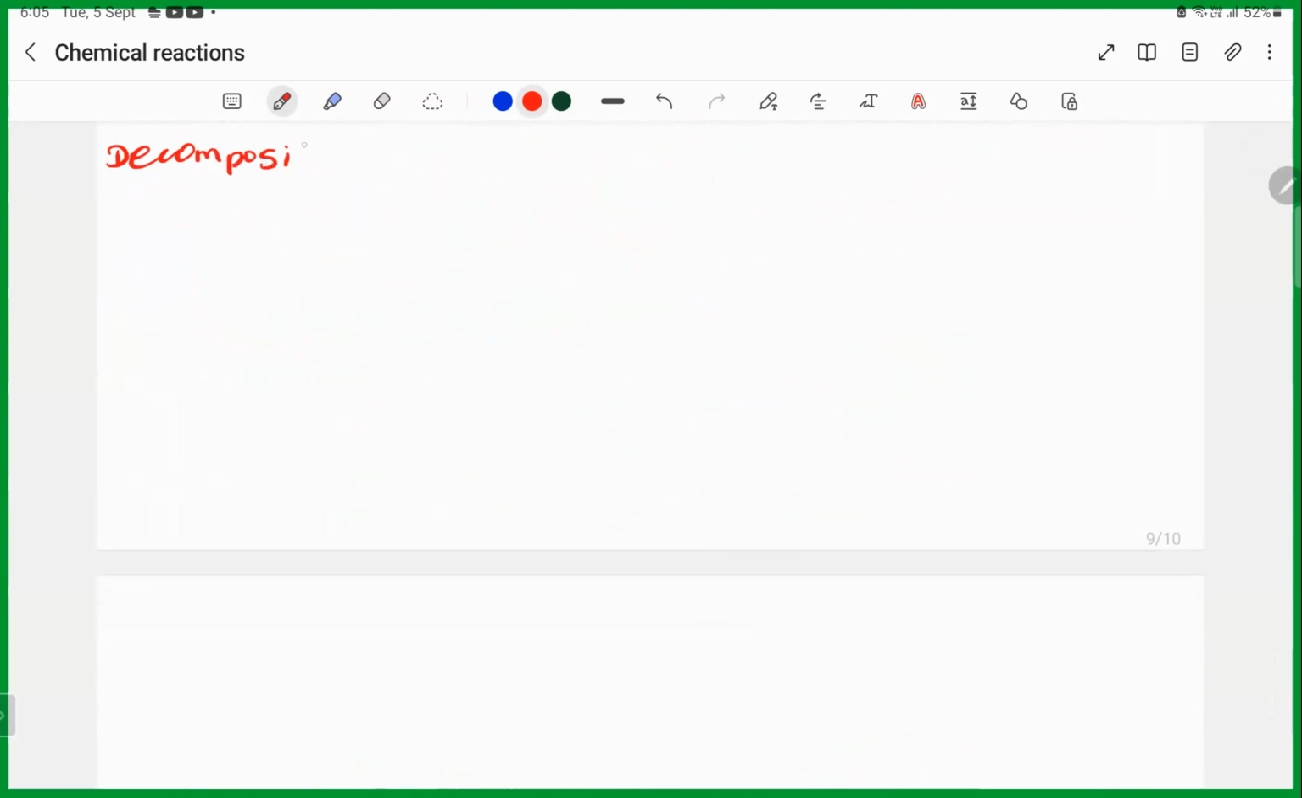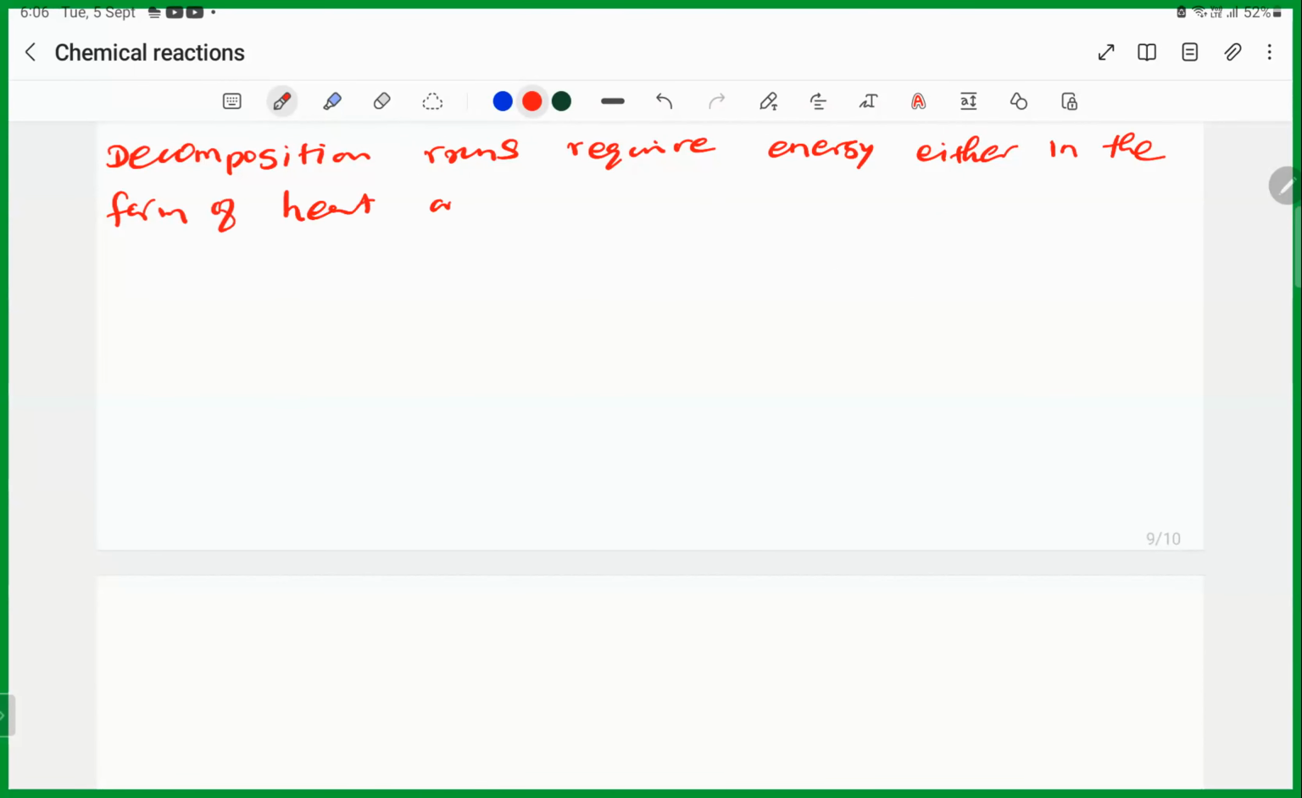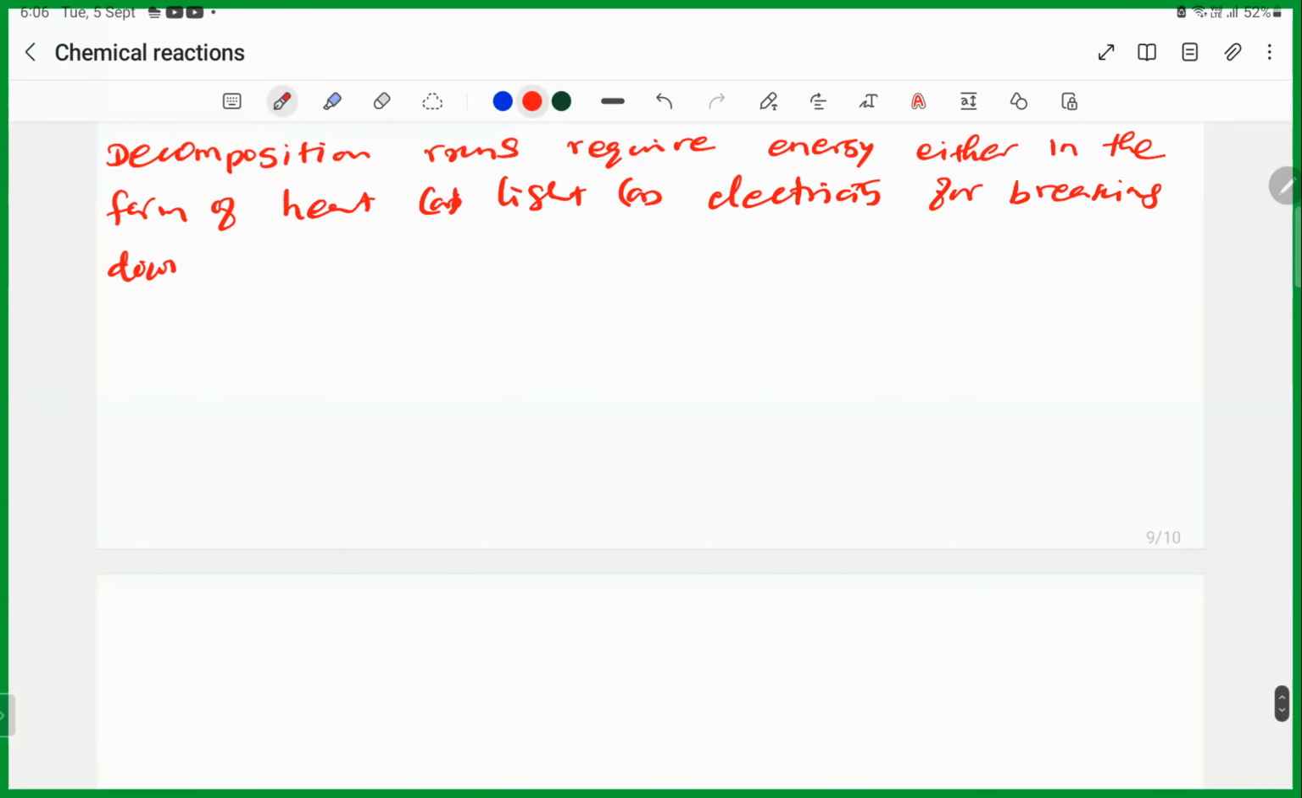Decomposition reactions require energy either in the form of heat or light or electricity for breaking down the reaction. Right? One equation.